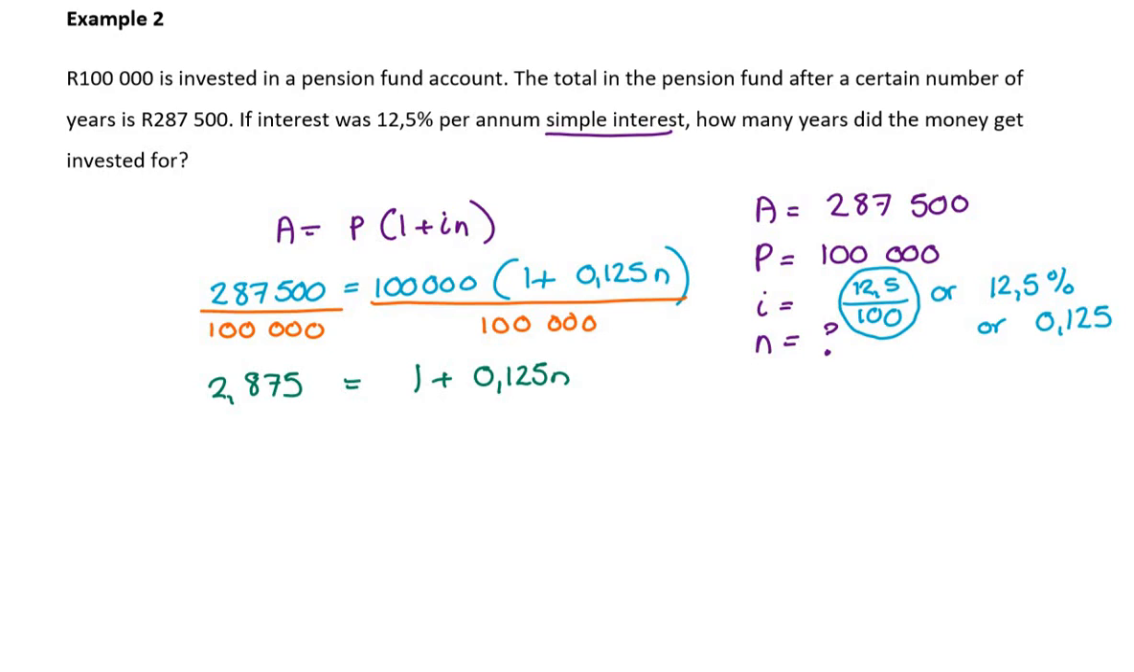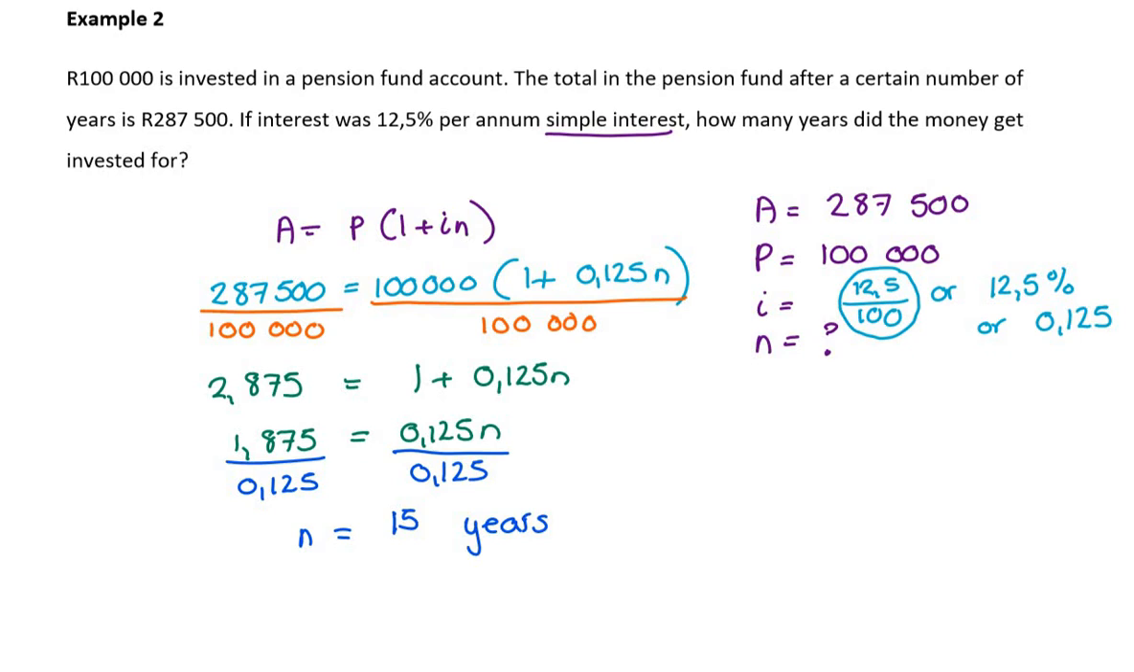So now what I'll do is minus 1 on both sides. So I get 1,875 equals 0,125n. And now I'm simply going to divide by 0.125 on both sides. Again, you don't have to write these steps. You're welcome to just do it on your calculator, but I'm just writing them in for when you're studying. And I got 15 years, which seems kind of plausible.